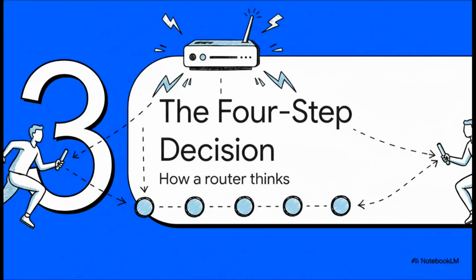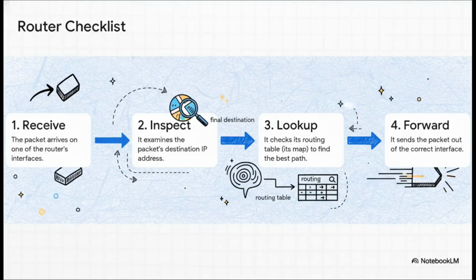So how in the world does this little runner know where to pass the baton? It's not just a wild guess. Every single router on the entire internet follows the exact same, super fast, four-step thought process. Let's walk through its checklist. It's so simple and elegant.